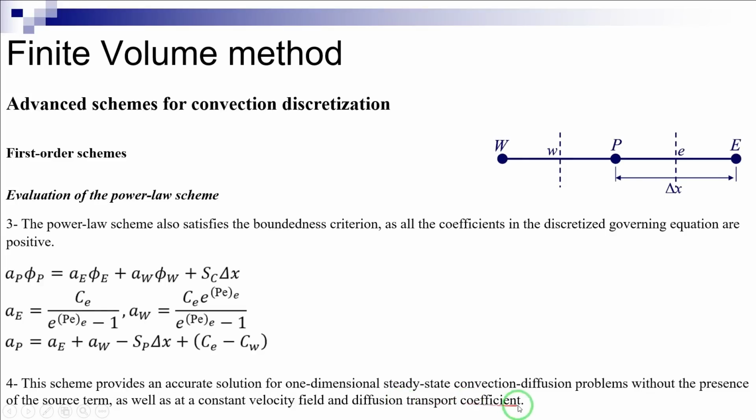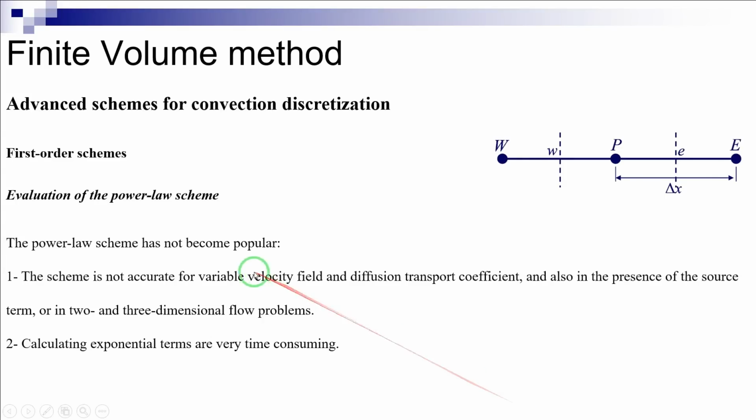The power law scheme has not become popular for the following reasons. 1. The scheme is not accurate for variable velocity field u and coefficient gamma, and also in the presence of the source term or in 2 and 3-dimensional flow problems. 2. Calculating exponential terms is very time consuming.